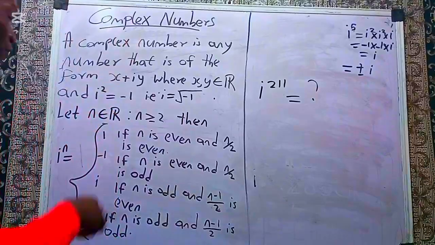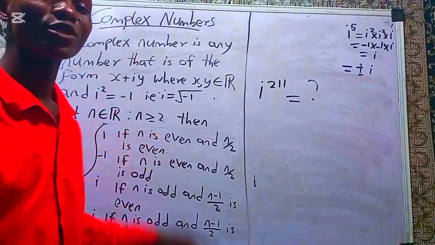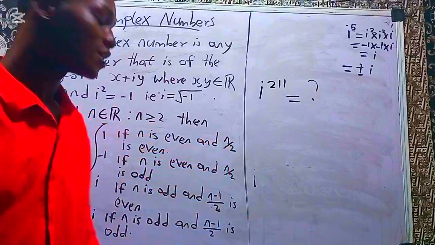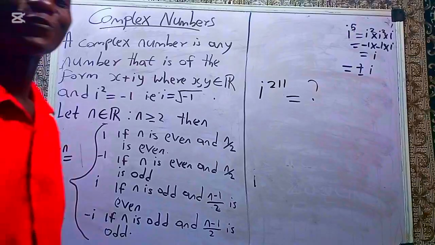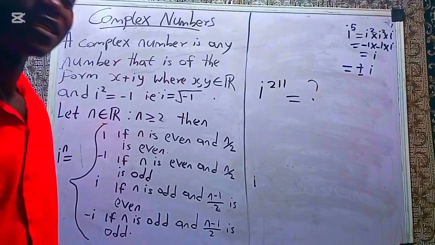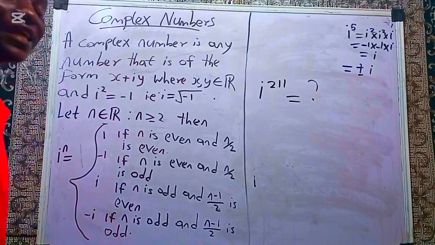Okay, I have a formula given here. You see that i raised to the power n will be 1 if n is what? Even, and n divided by 2 is even. Then i raised to the power n will be minus 1 if n is even and n divided by 2 is odd. Then i raised to the power n will be i if n is what?